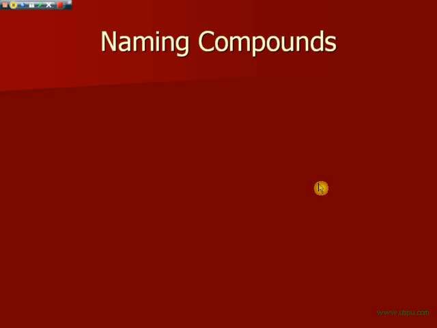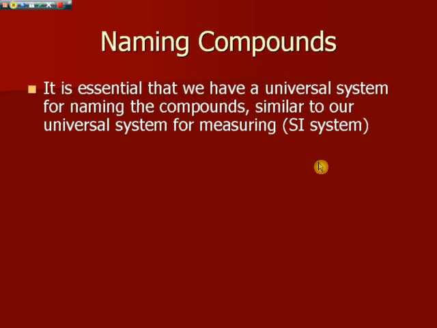Naming compounds is important so that all scientists from around the world can understand what is being described when we talk about compounds. So again, it is essential that we have a universal system for naming the compounds, similar to our universal system for measuring. Again, we use the metric system for measuring meters, liters, grams. So we must follow that lead and have a universal system for naming the compounds.